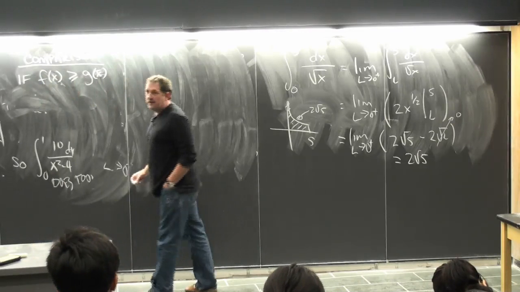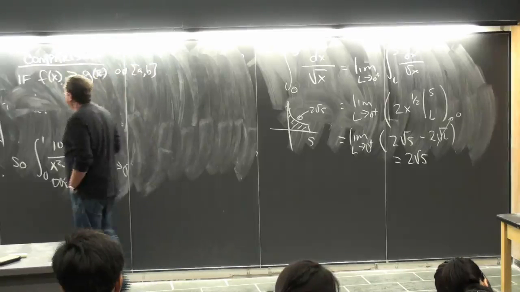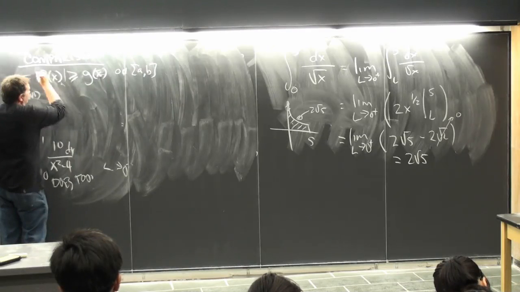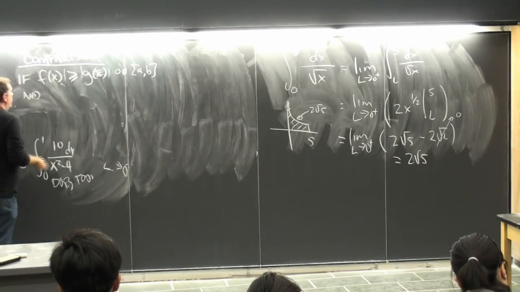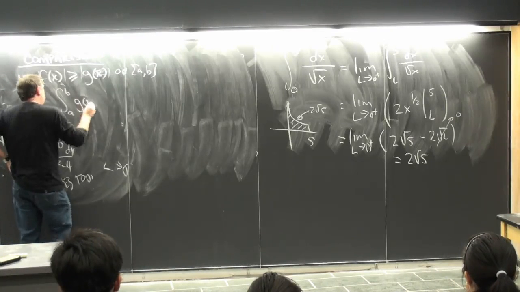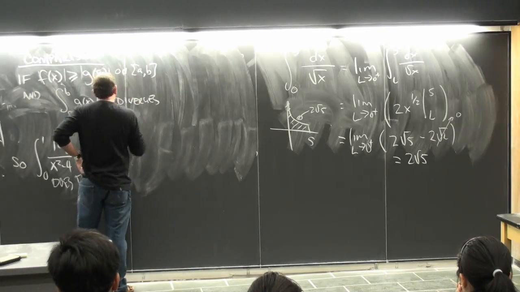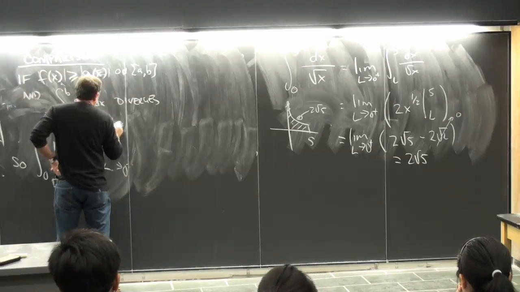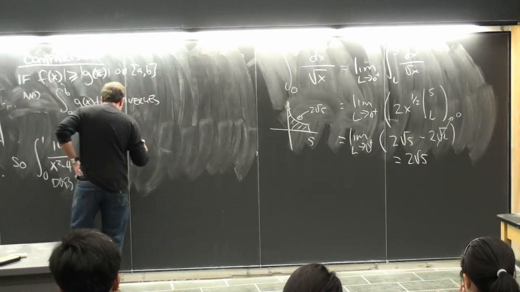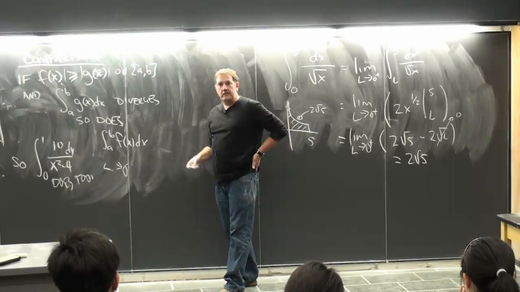So if f of x is bigger than g of x on my interval, and really we can do it with absolute values, it's okay. And the integral diverges, then so does f. The little one diverges, the big one does too.